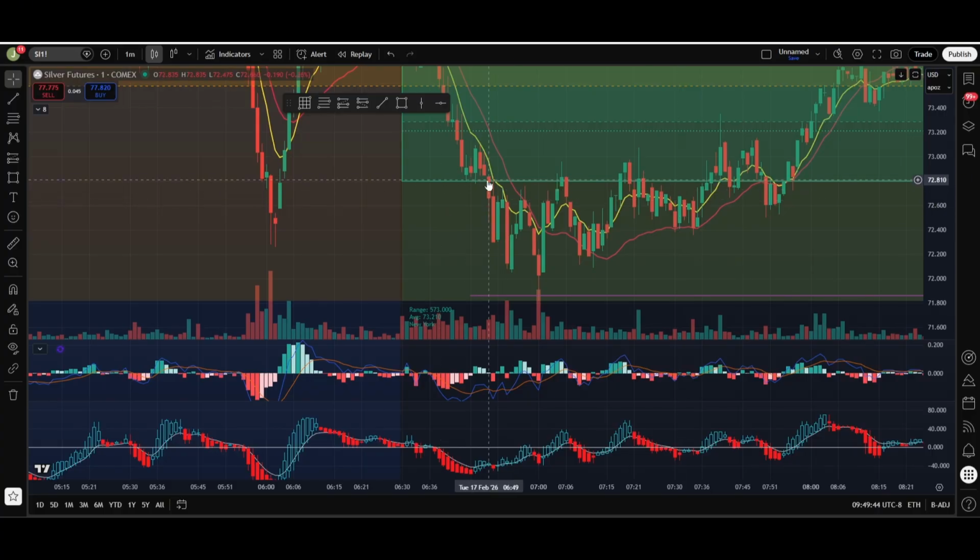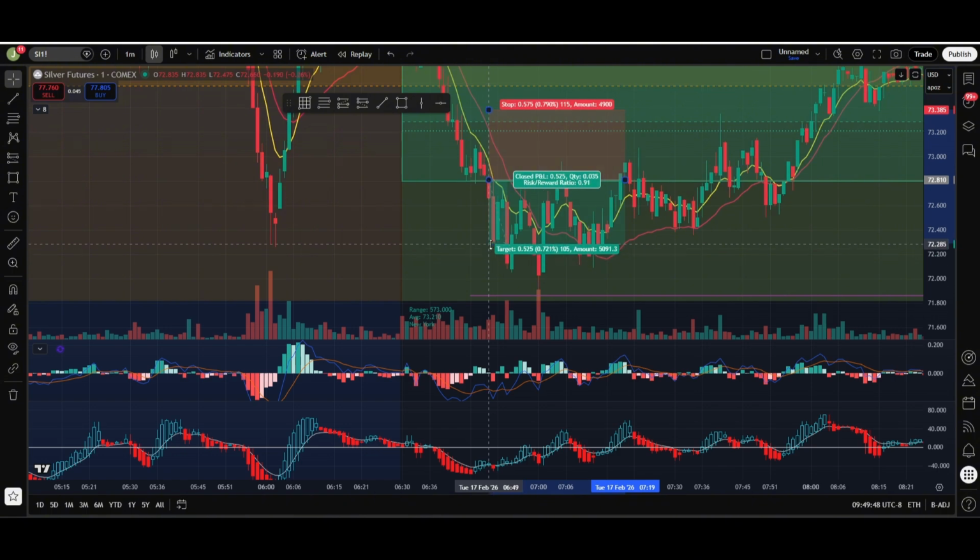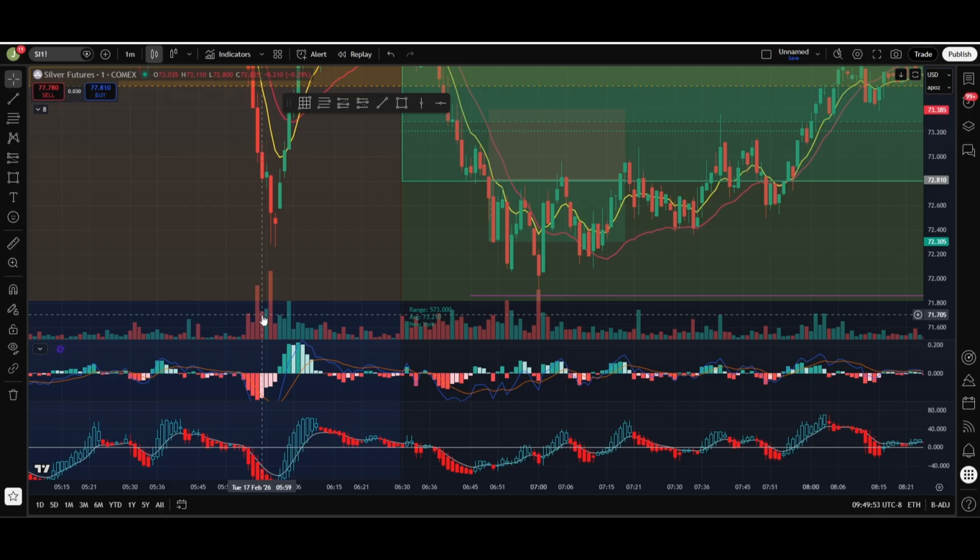And let's see what happened. We immediately just had a short position. So here's our short. Where did we go to? So that first initial leg down is a 50-cent move. That's a very large move when it comes to silver.